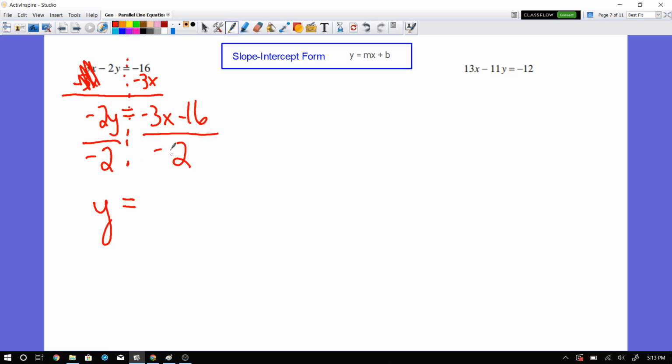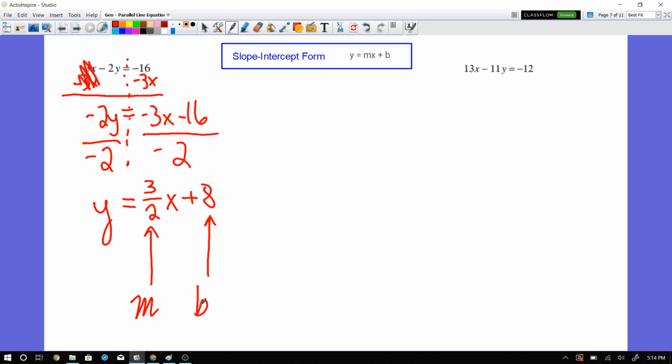Negative 3 divided by negative 2 is going to be 3 over 2, positive, because 2 negatives. Negative 16 divided by negative 2 is going to be positive 8. Now this is your slope, and this is your y-intercept.